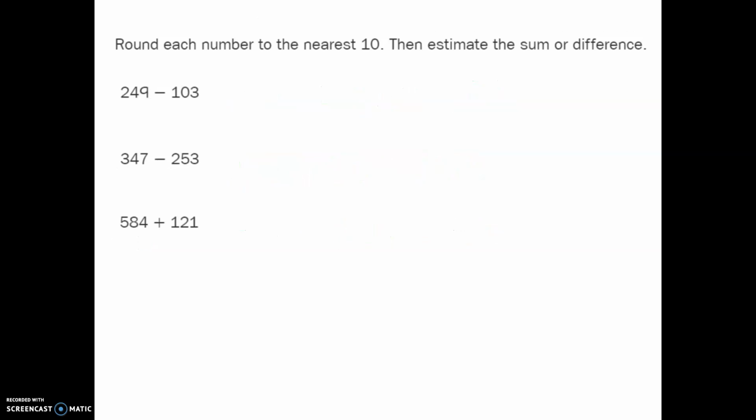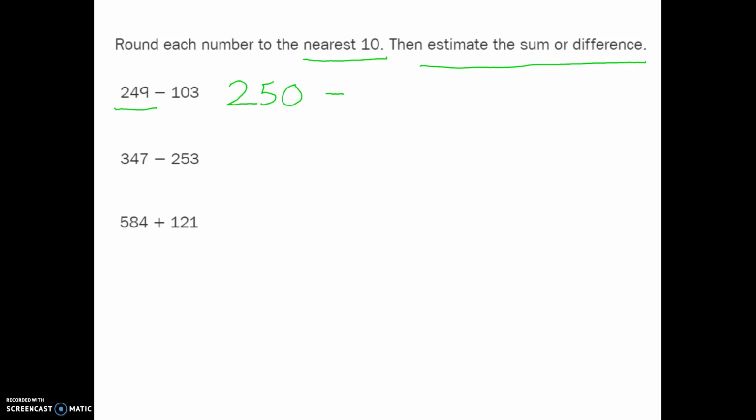So this one, we're going to round these bigger numbers to the nearest 10, and then again estimate the sum or the difference. So I've got 249. 2 is going to stay the same because I'm not changing the hundreds. Sometimes I have to, but not in this number. 49 is going to round to 50.